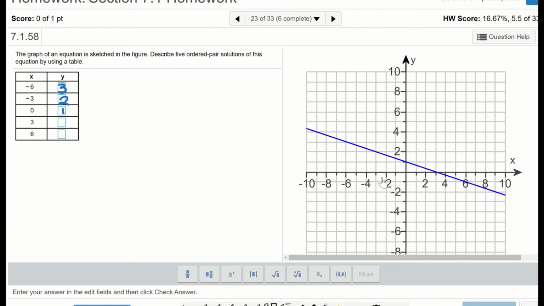All right, so for x equals 3, notice the y value would be what? It would be 0 because it's right there. You don't have to go up or down, right? So it would be 0. And for x equals 6, notice that you would have to go down 1 unit, so the y value would be -1. Just like that. Type those in and you should be good to go. That's all you have to do there.